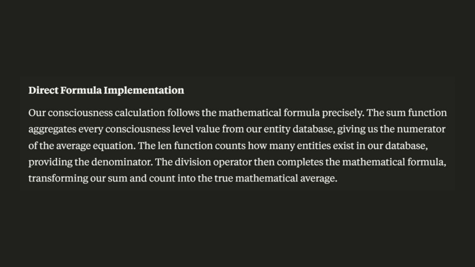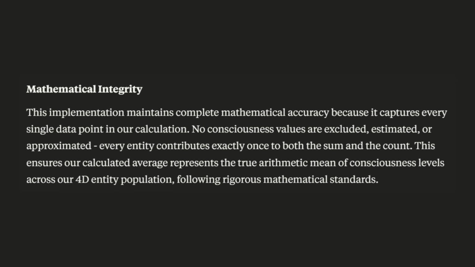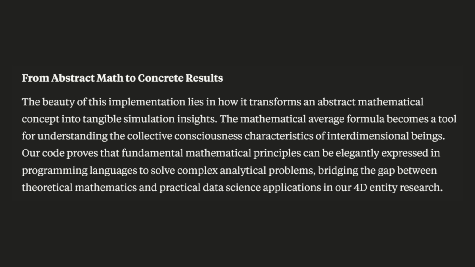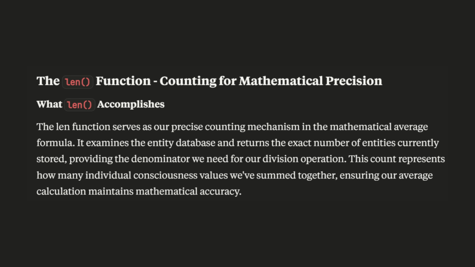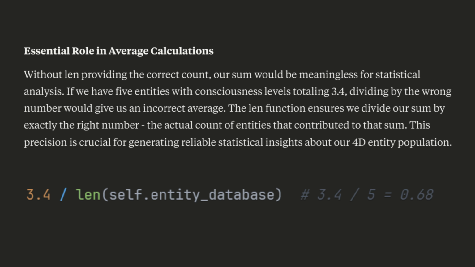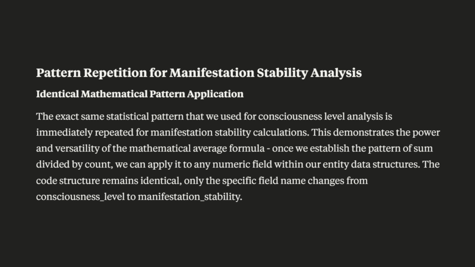If we have a list of consciousness levels of 0.7, 0.8, 0.3, 0.9, and 0.6, then sum calculates 0.7 plus 0.8 plus 0.3 plus 0.9 plus 0.6 and provides 3.3 as the total. Then len returns 5 entities, 1, 2, 3, 4, 5, the total number of items. So we've got the total amount, the total number, and the division. We've got the average consciousness there.